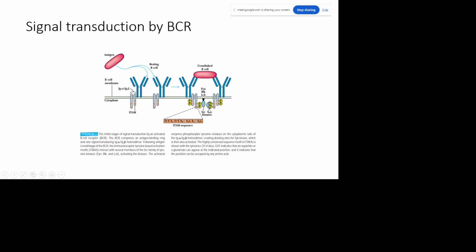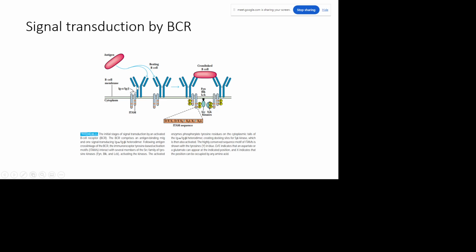They will phosphorylate the ITAM, and then this phosphotyrosine of the ITAM will bind with the SYK kinase, and this SYK kinase will in turn be activated, and then it will mediate the downstream signaling cascade. So that's how the signal is transduced by the B cell receptor.